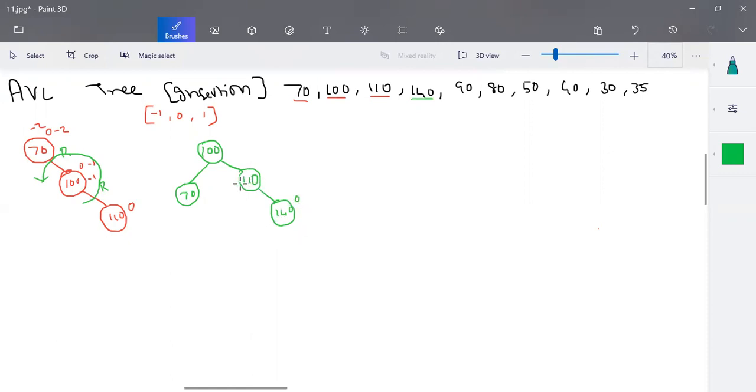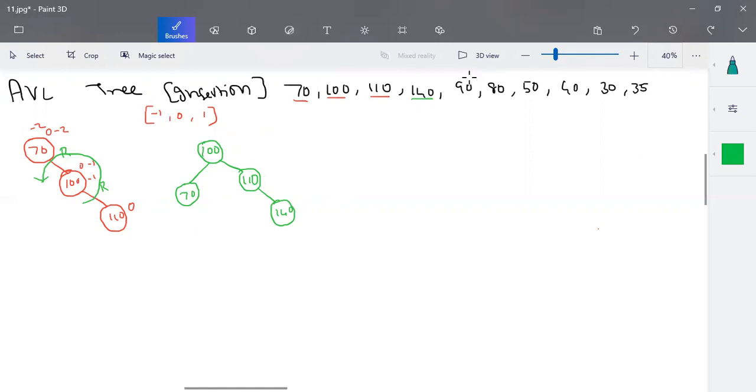And for 110, what is the balance factor? The height of the left subtree is 0 and the height of the right subtree is 1. So 0 minus 1 is minus 1. For 70, there is no left subtree or right subtree, so the value is 0. And for 100, what happened? The height of the left subtree is 1 and the height of the right subtree is 2. So the balance factor is minus 1. The balance factor for all the nodes should be either 0, 1 or minus 1, so it satisfies the condition. So we'll keep on inserting the next node.